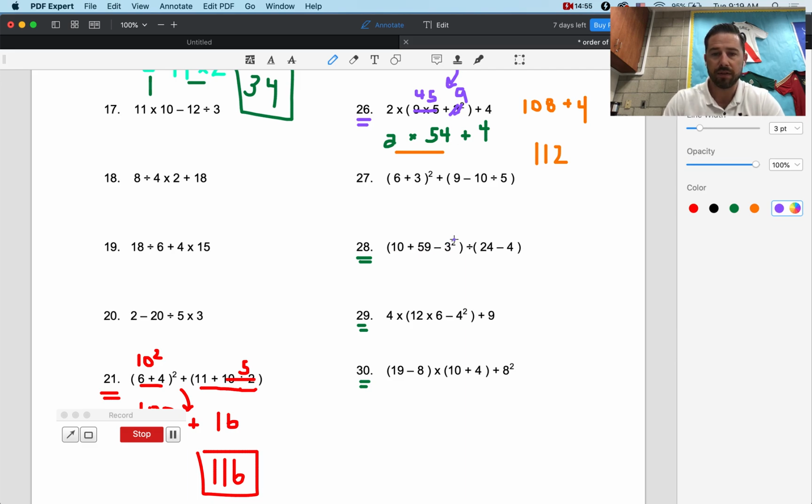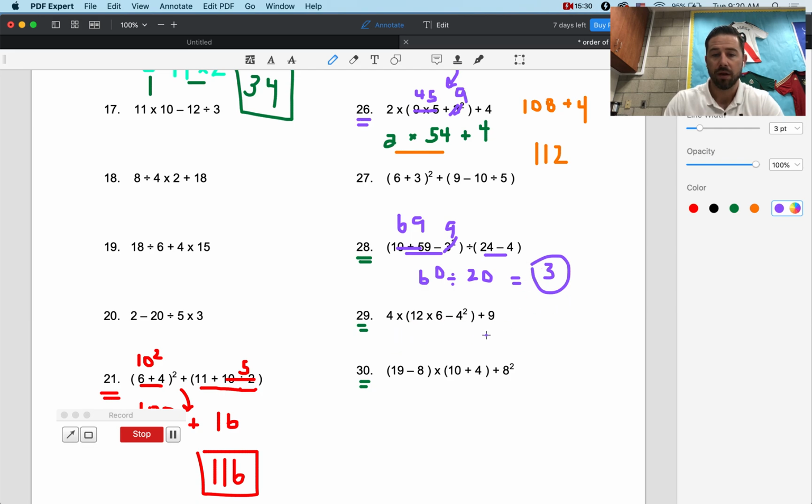Okay, inside of this parentheses, let's attack the exponents first. 3 squared is 9. Okay, and now we have addition and subtraction on the same level. Let's go left to right. Think 10 plus 59 is 69. And we have 69 minus 9, which is 60. Okay, done there. Let's bring the sign down. And let's attack what's in here. What's 24 minus 4? 20. 60 divided by 20 is 3.